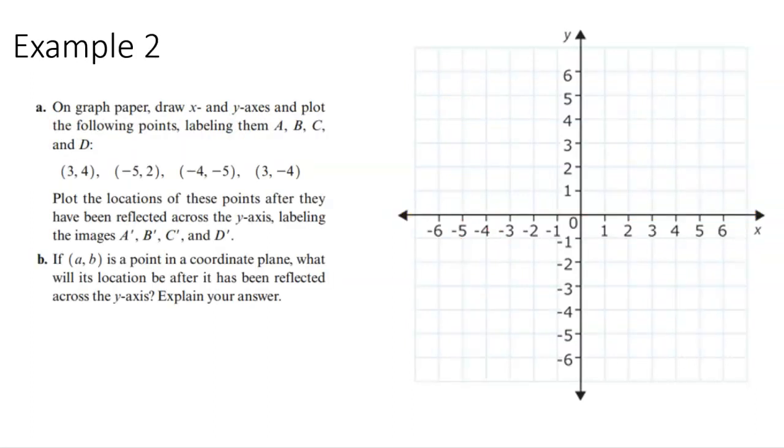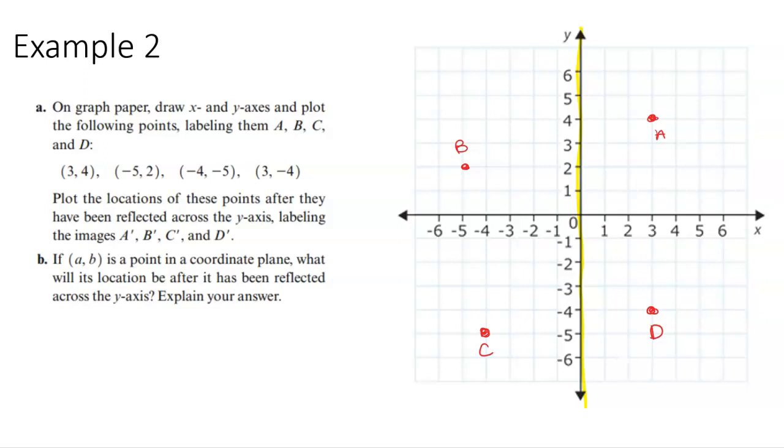On the graph paper, draw X and Y axes and plot the following points, labeling them A, B, C, D. Okay, so we've got (3, 4) is A, (-5, 2) is B, (-4, -5) is C, and (3, -4) is D. Plot the location of these points after they have been reflected across the y-axis and label the images with primes.